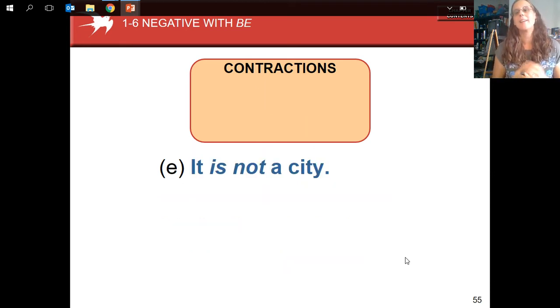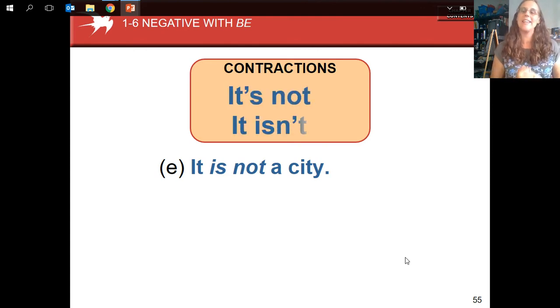Okay. But it. Similar to he and she, right? So it is not a city. It is not a city. So contraction, it's not. It's not a city. Or it isn't a city. It isn't a city. Okay, are you getting this?